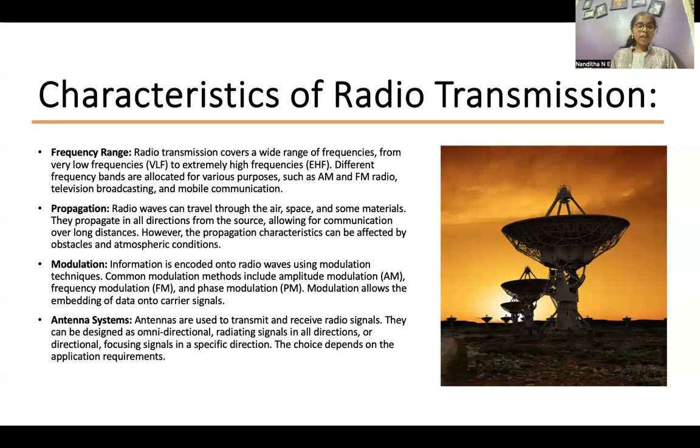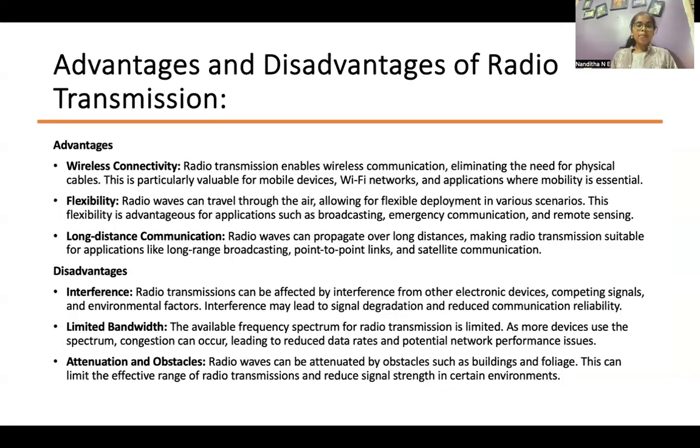Antenna systems. Antennas are used to transmit and receive radio signals. They can be designed as omnidirectional, radiating signals in all directions, or directional, focusing signals in a specific direction. The choice depends on the application requirements.